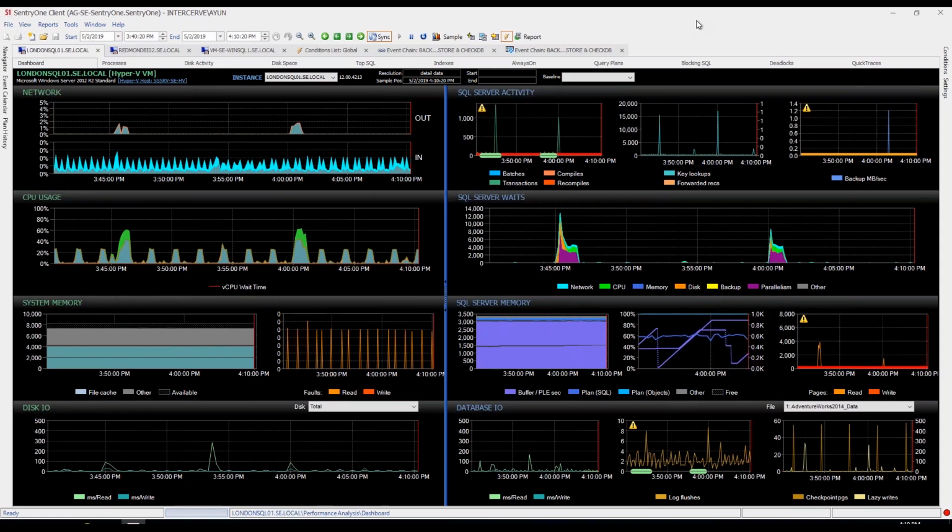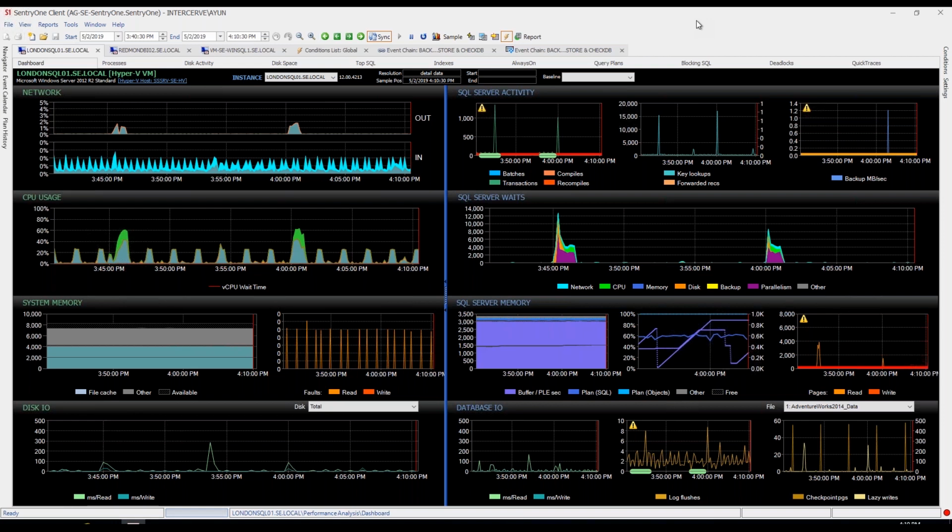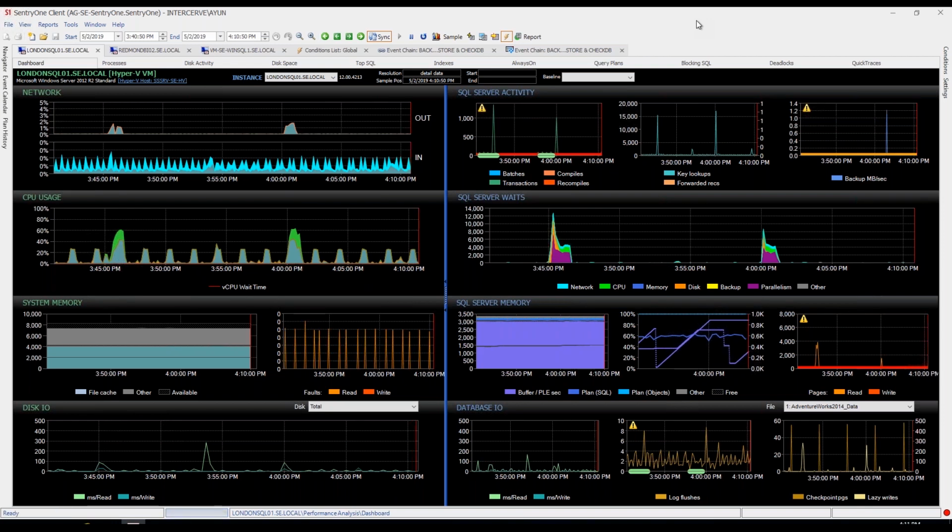Okay, so now we're looking at SQL Sentry and the Performance Advisor dashboard. On the left-hand side, we're presenting to you a number of key metrics about what's going on at the operating system level of this server. So your CPU utilization, your server level memory utilization, and network and disk IO information. And on the right-hand side, we're presenting to you key SQL Server level metrics. So information about wait stats, information about batches and transactions per second, SQL Server memory utilization, and/or database IO.